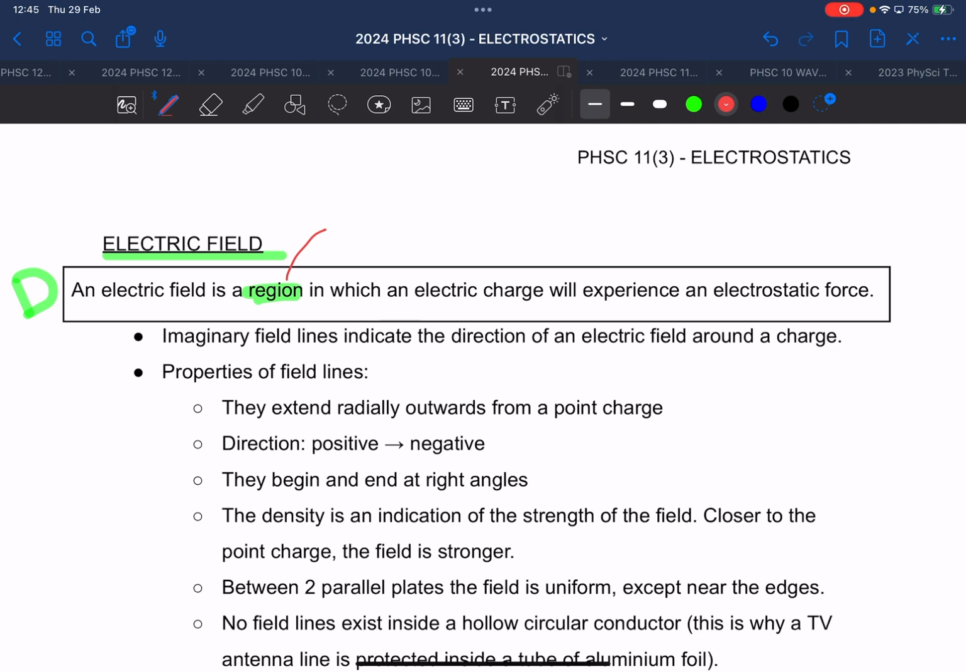It is a place. It's the area. The physical region, the physical area. Place, but place is more specific. Region is wide. So the electric field is a region, an area, in which an electric charge will experience electrostatic force. So it's the area where if you put a charge there, you will experience a force.